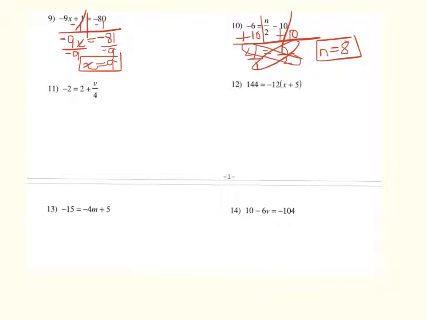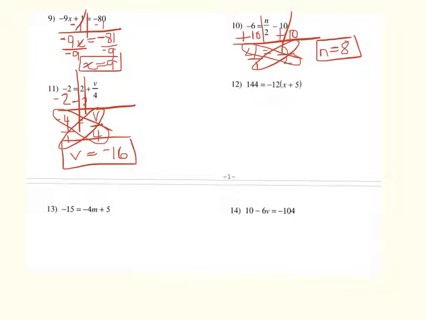Number 11, I'm going to subtract 2 from both sides. Here it cancels, leaving me with v over 4 equal to -4. I'm going to cross multiply so that I wind up with v being equal to -16.